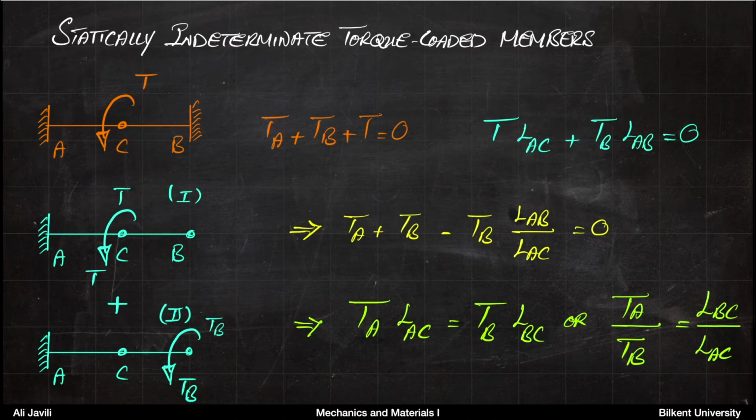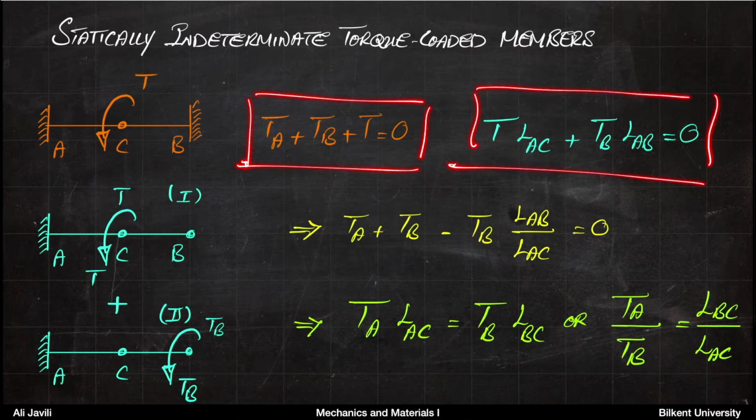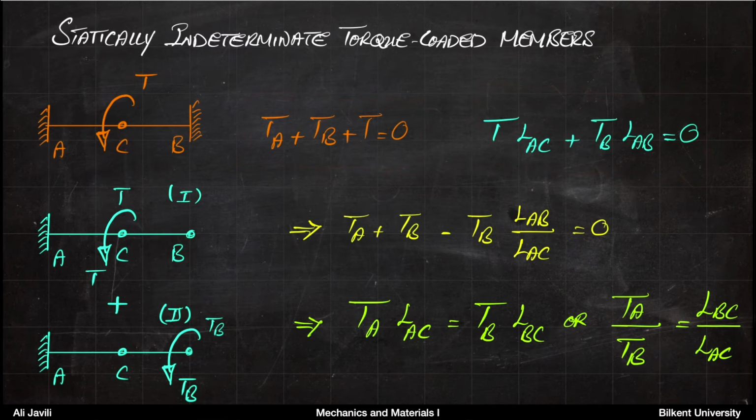The procedure is always writing the equilibrium equation, that is step one, and then writing the compatibility equation, that is step two. And then for different examples, these two conditions could change. For this example, it was exactly like this. We will have an exercise and we will have some more practice on that.